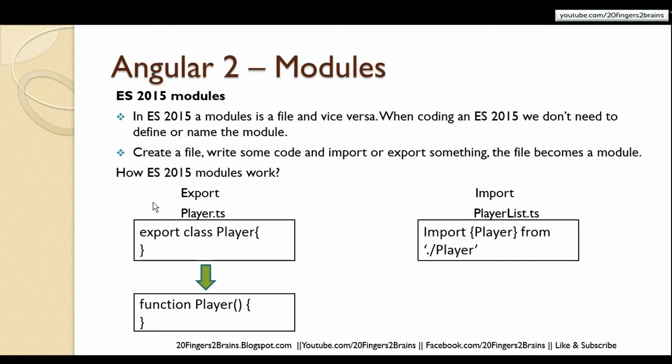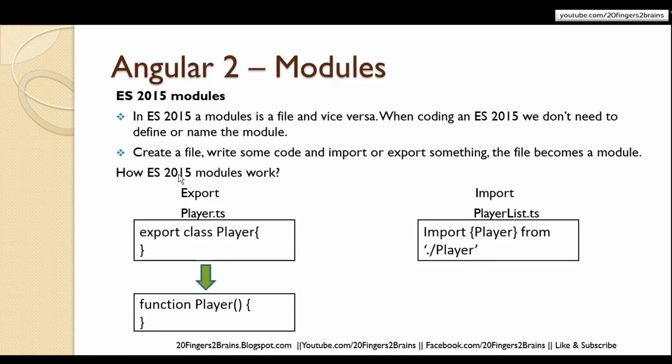And we know that we are going to use TypeScript with Angular 2, but we have to convert that TypeScript to ES 2015 JavaScript code so that the browser can understand it. That is why we are discussing ES 2015 modules under the Angular 2 modules section. Now how do ES 2015 modules work?